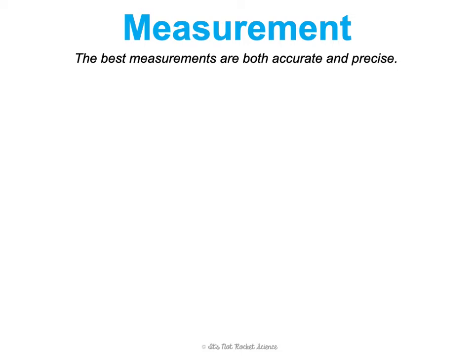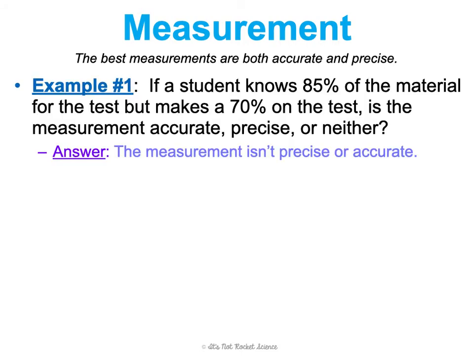Now, remember, like we said, we want our measurements to be both accurate and precise if we want our best measurements. So we're going to go through one of the questions. So question number 1 reads, if a student knows 85% of the material for the test but makes a 70 on the test, is this measurement accurate, precise, or neither? So the correct answer for that is going to be it's not accurate or precise.